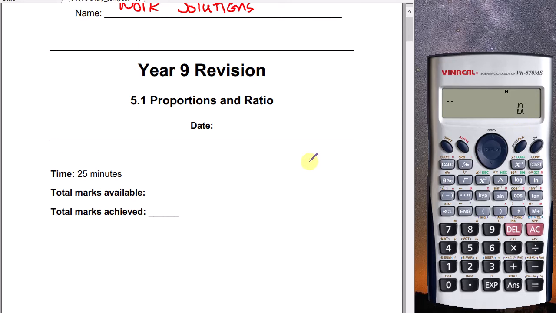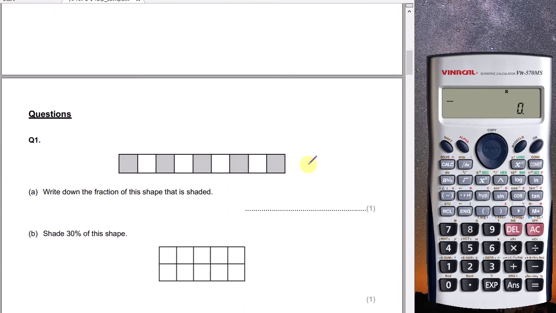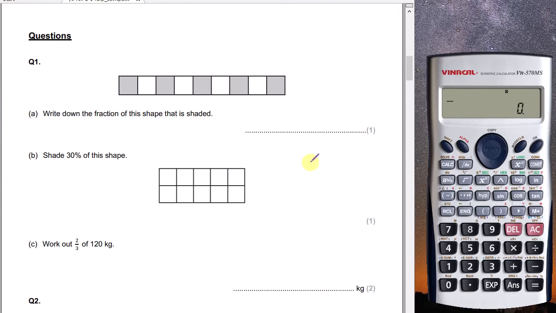Yeah, so let's have a look into the first question. These first few should be fairly straightforward. What fraction of the shape has been shaded? Well, we've got 1, 2, 3, 4, 5 are shaded, and the total is 9 pieces altogether. Don't fall into the trap of thinking there's another white one on the end. It's only 5 out of 9.